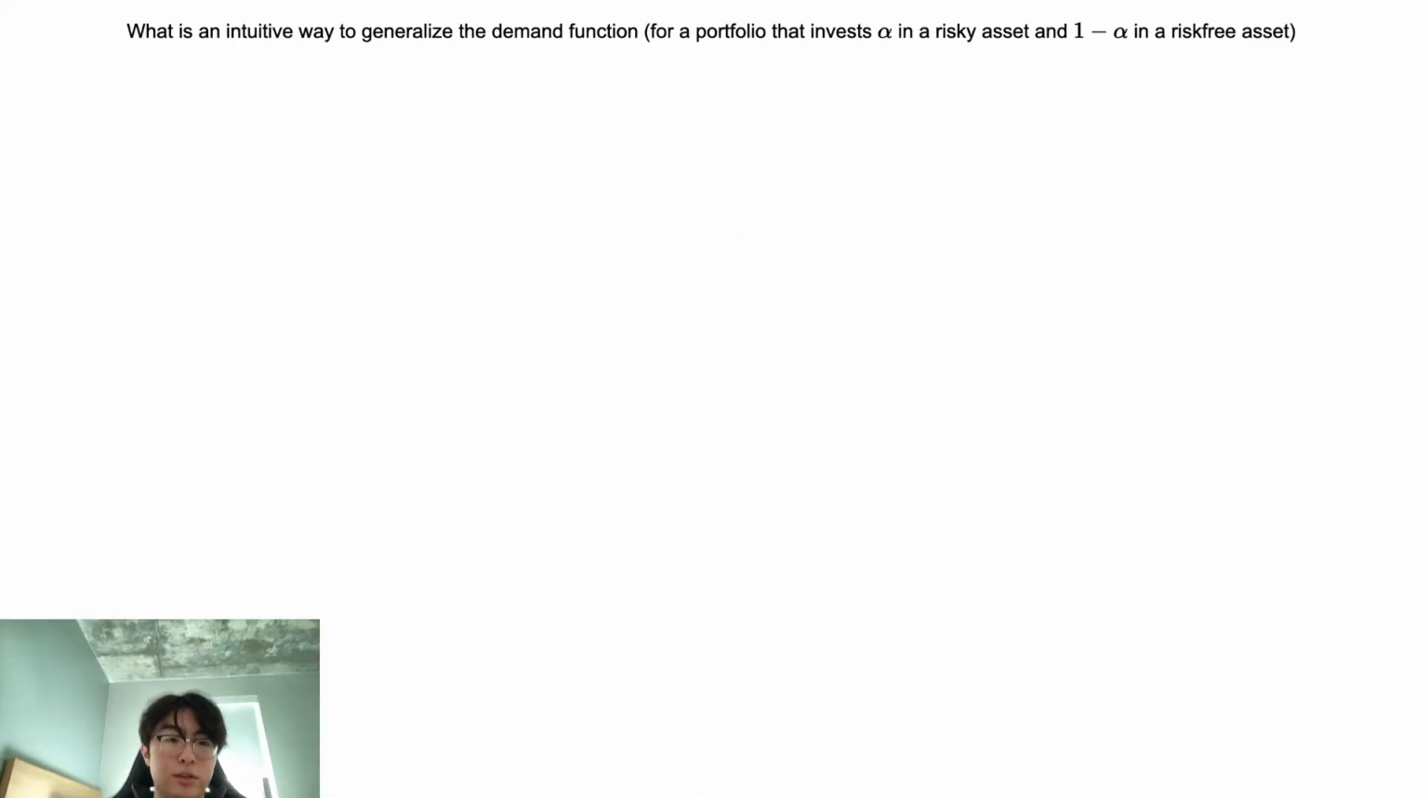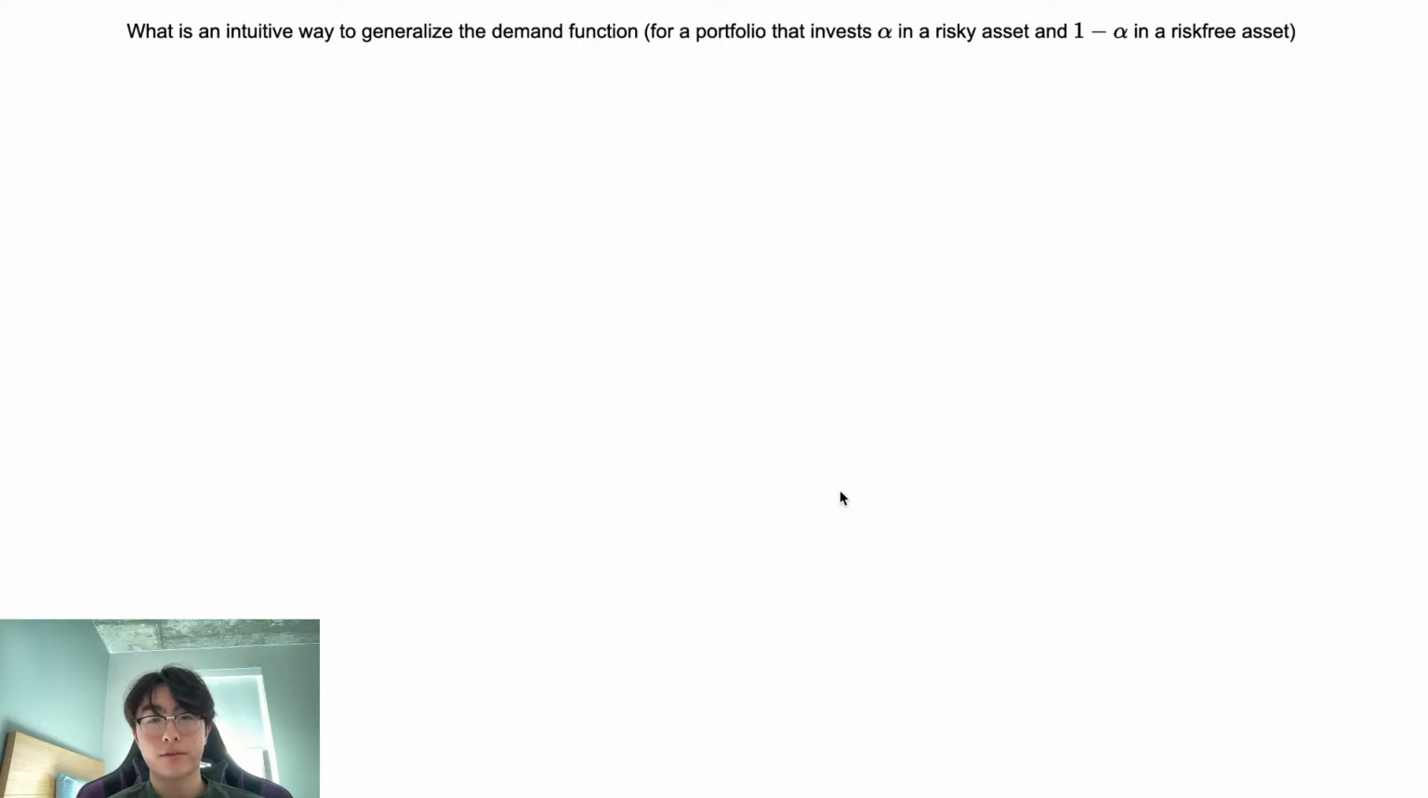There's an intuitive way to generalize the demand function for a portfolio that invests alpha in a risky asset, 1 minus alpha in a risk-free asset. The demand function of a portfolio that invests alpha in a risky asset is going to be x equal to pi over rho times sigma squared. So it's the excess return divided by our risk aversion parameter, and we multiply that risk aversion parameter by sigma squared, which is the variance of the portfolio.